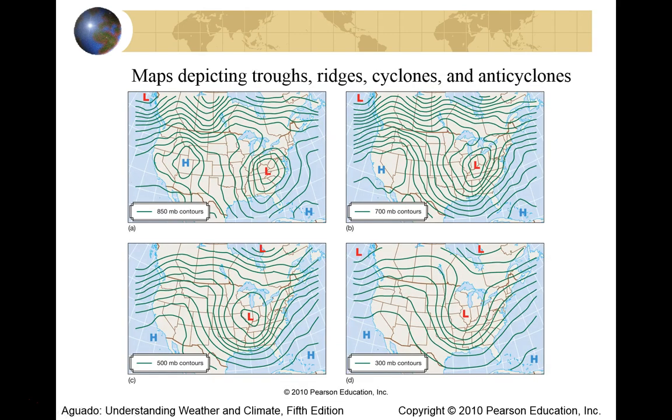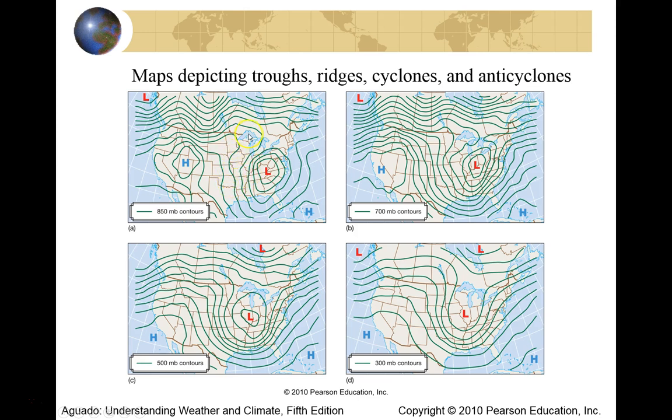So we end up looking at maps like this, and we try to identify patterns of highs and lows over the Earth. This is an upper level map. This is more of a surface map. The lower the number becomes, the higher you're moving up into the atmosphere. So a 300 millibar map is higher up in the atmosphere, maybe 20 to 30,000 feet in altitude, whereas an 850 millibar map is maybe 1,000 feet above the Earth's surface potentially.